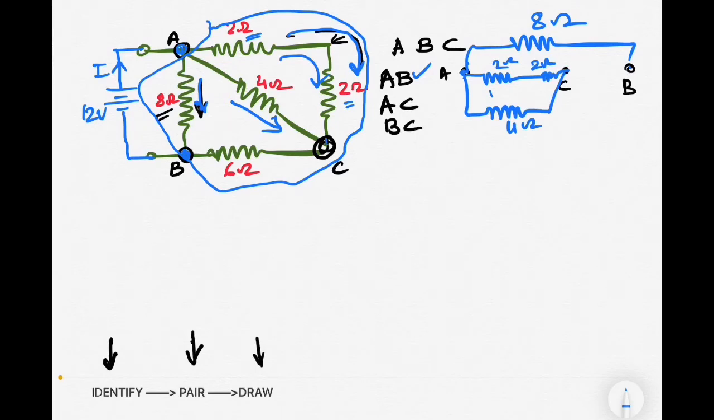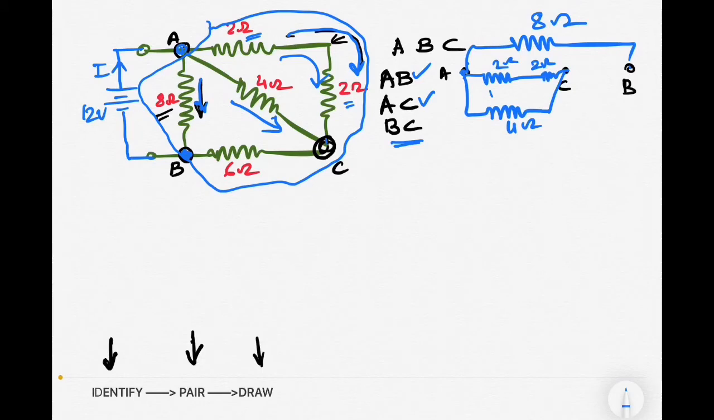So I don't see any other path now to reach from A to C. There is no other direct path. There is another path, but that is through junction B and we don't want it. So we are done with the AC junction pair. Now we are left with the last pair, BC or CB.